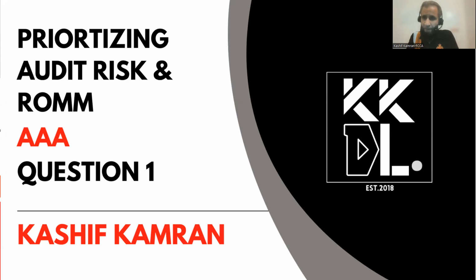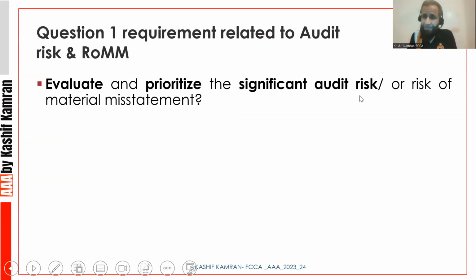I am Kashif Kamran and today I am discussing with you the examiner expectation around prioritizing audit risk and risk of material misstatement in question number 1 for Advanced Audit and Assurance. You must all be familiar that since the September 2022 exams, the examiner question has changed, and the wording of the examiner question is very critical to understand exactly what the examiner is demanding from the students.